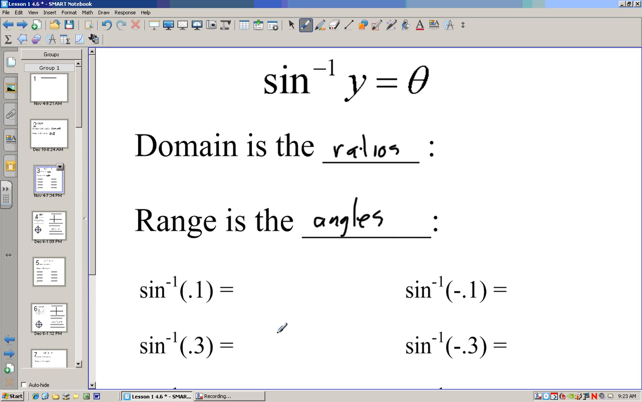So we could do some of these on our calculator. Inverse sine of 0.1. First, make sure your calculator is in degree mode. And inverse sine of 0.1 is 5.739, so that's in degrees. And then if I did that of negative 0.1, it would be negative 5.739.